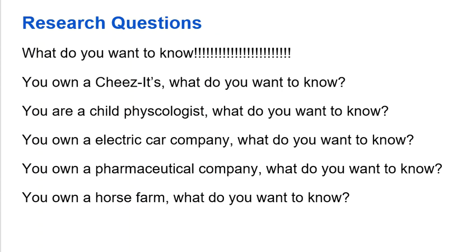But imagine for a second if you own Cheez-Its, right? Cheez-Its are like the greatest thing in the world. Imagine if you own Cheez-Its. What would you want to know? Maybe you'd want to know the average size, the average number of Cheez-Its in a box, the average weight of a box. Maybe you want to know if I change the color of the boxes, could I get more sales? Or maybe if I add a new flavor, could I get more sales? Or which one of my flavors is the best? Or which one of my flavors is the most famous? Which one of my flavors do people like the best?